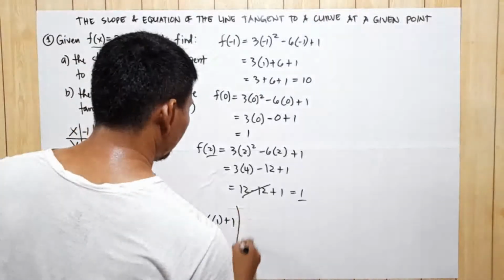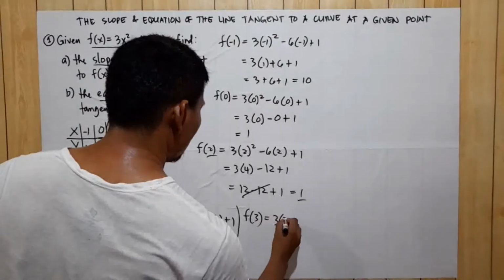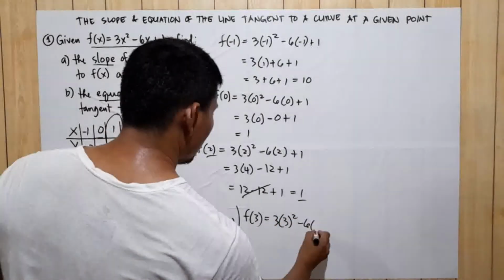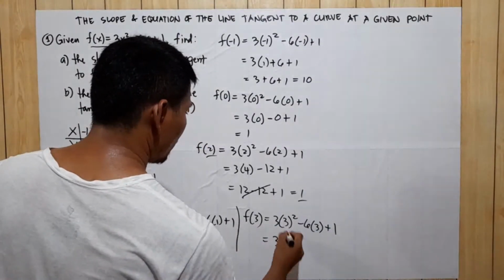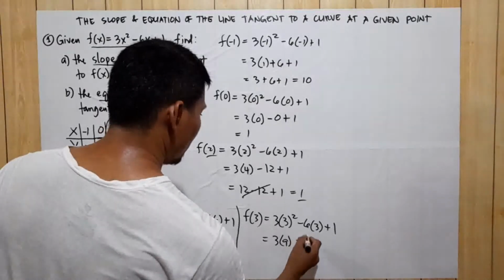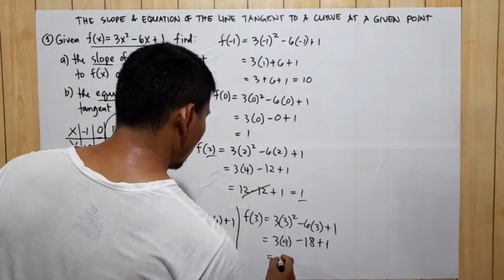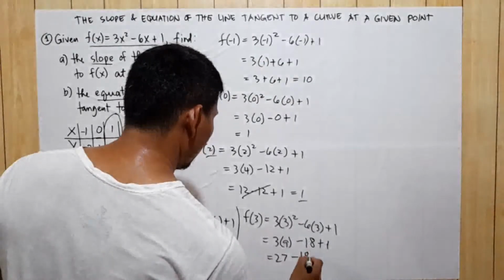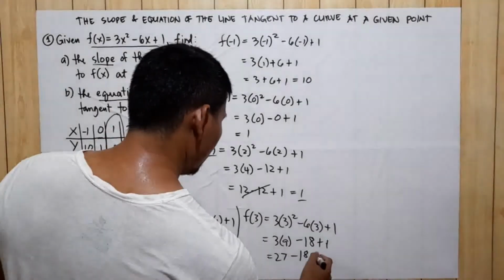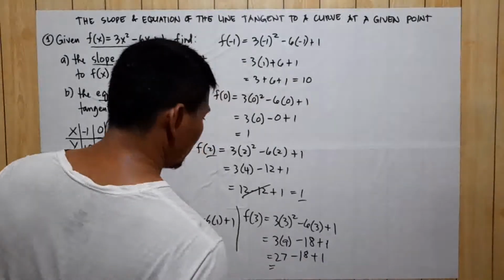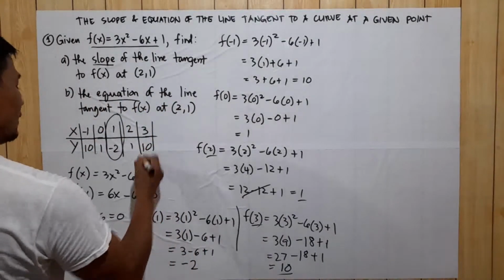F of 3 naman. Okay, f of 3 po tayo. We have 3 times 3 squared minus 6 times 3 plus 1. So, we have 3 times 3 squared is 9 minus 6 times 3 is 18 plus 1. We have 3 times 9 is 27 minus 18 plus 1. So, we have 27 minus 18 is 9 plus 1 is 10. So, meron po tayong 3 at 10.